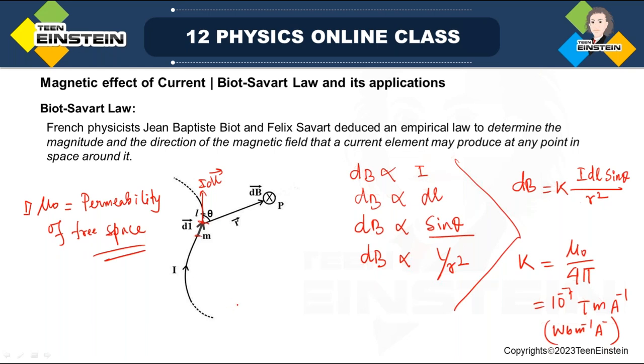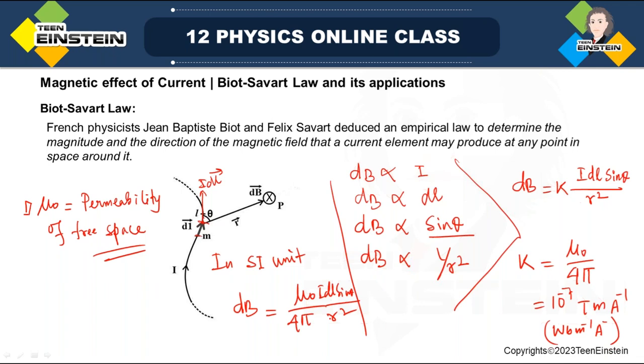Now in SI unit, Biot-Savart law can be expressed, obviously we are writing the magnitude, as dB equals mu 0 by 4 pi, in SI unit, Idl sine theta by r square. Okay, this is the formula.